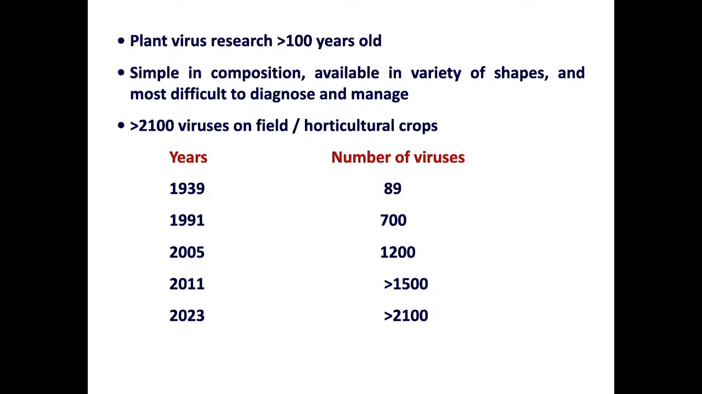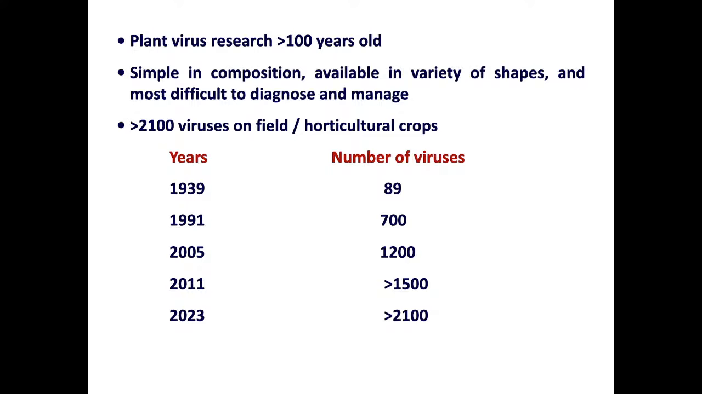In regard to virus history, plant virus research is more than 100 years old. Viruses are very simple in composition, only nucleic acid and coat protein, and a few viruses have an envelope. Very simple, but they are available in a variety of shapes. Though they are very tiny, they are most difficult to control as well as to diagnose. We experienced this with corona itself.